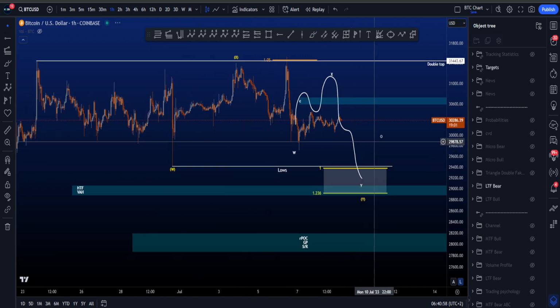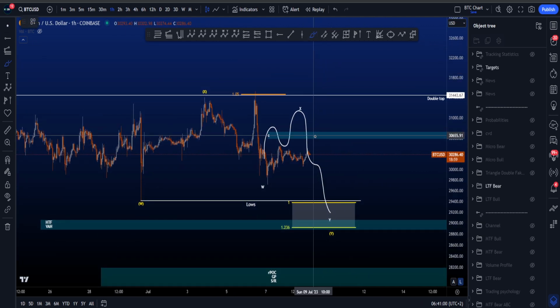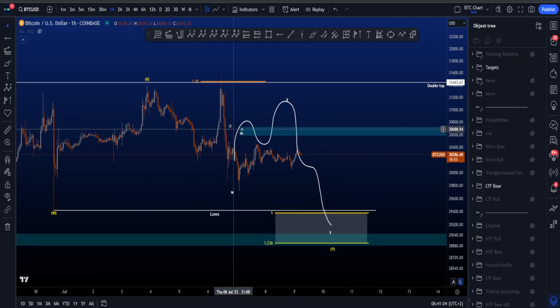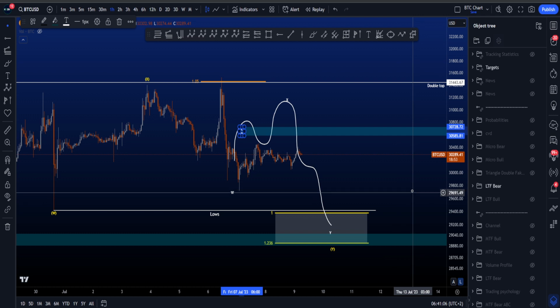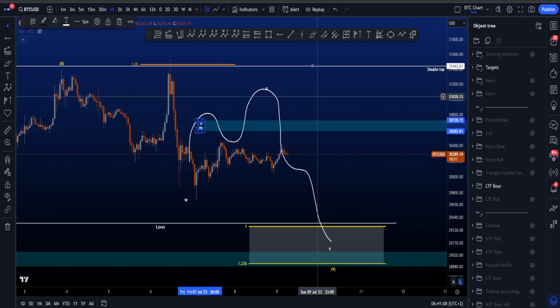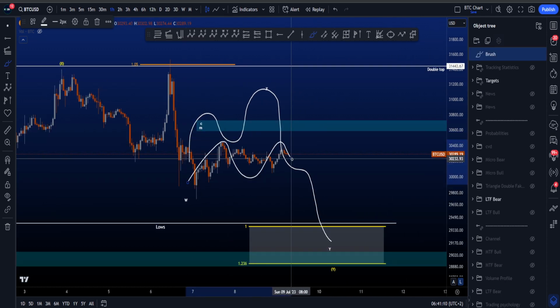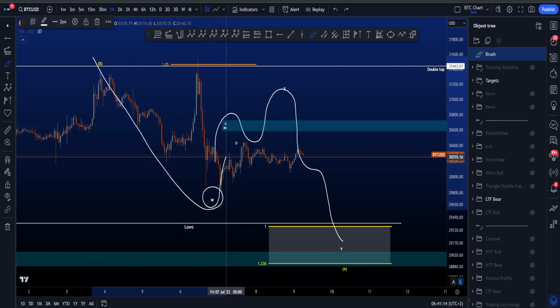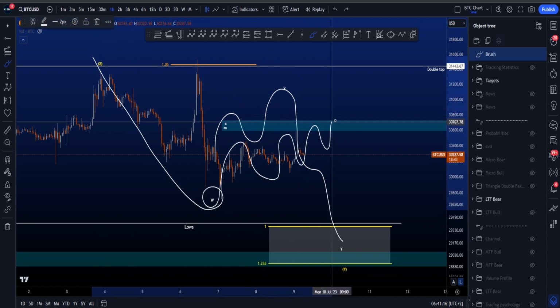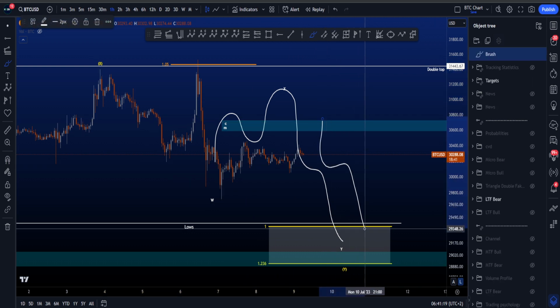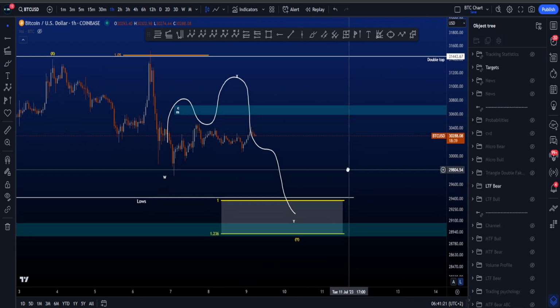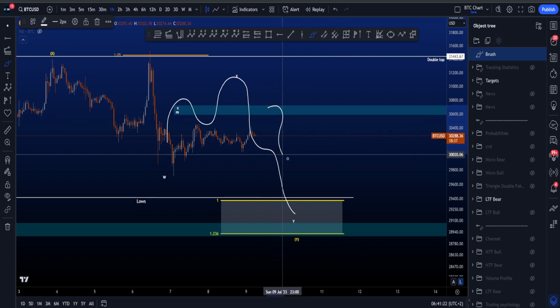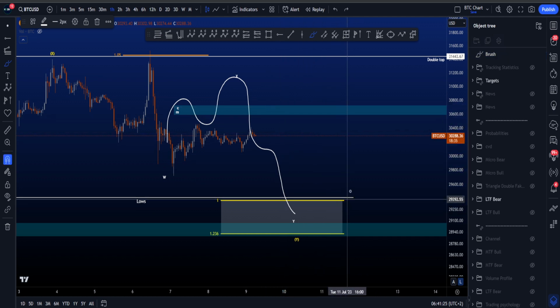And in this particular scenario, we then first preferably want to see this box over here being tested as resistance, which is a resistance area between 30.5k and 30.7k, where price is ranging right now. So in this scenario, we then have a first structure in a wave W, followed then by a range, which then is a wave X, before then eventually we get a wave Y to the downside, which then again is a three-wave structure.